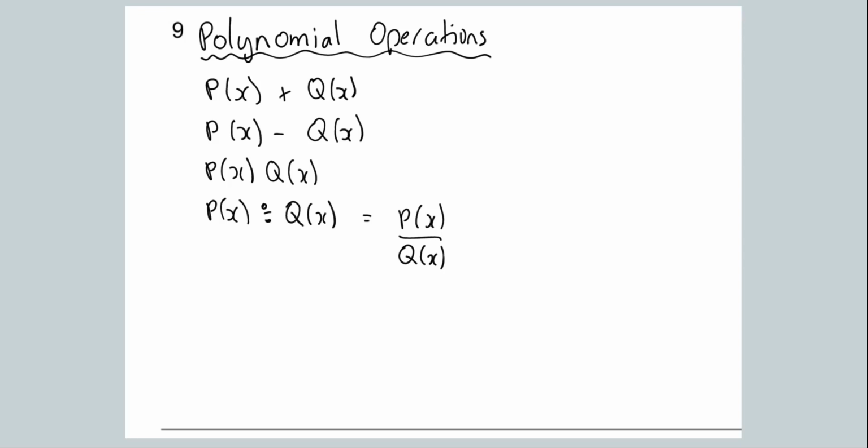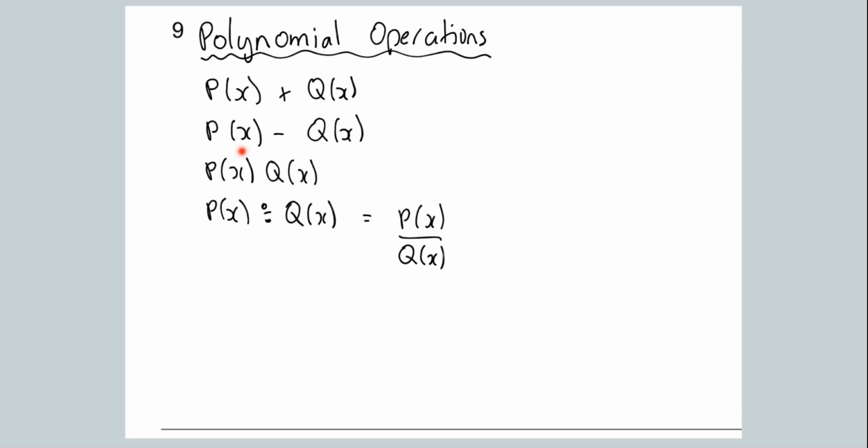In the last video, we saw that we could use P of X to denote a polynomial, and if we've got more than one, we can just use different letters. So in this case, I've got P of X and Q of X as two polynomials. And pretty much like adding two numbers together, subtracting two numbers, etc., you can do the same thing with polynomial operations. So P of X plus Q of X makes sense. So does P of X minus Q of X.